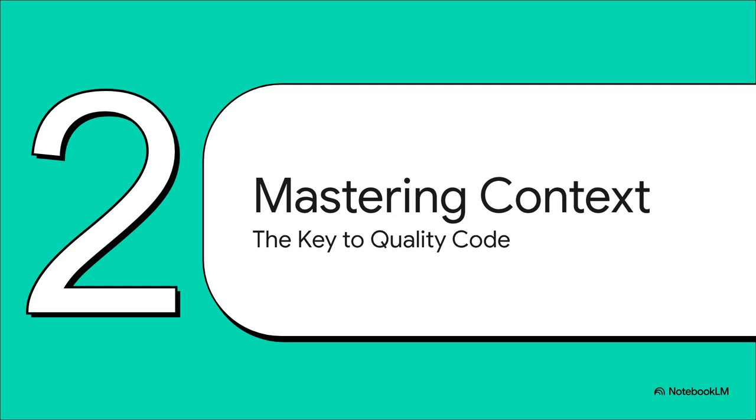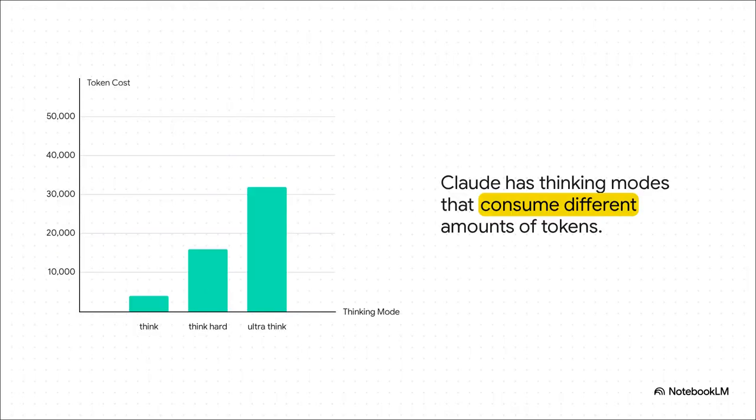Okay, so our setup is dialed in. Now we get to the absolute most important concept for leveling up your Claude skills. I'm talking about the context window. Honestly, mastering this is the biggest difference between an amateur and a pro. So check this out. You can actually tell Claude how hard to think. Each level uses a different amount of what we call tokens. Just think of tokens as the words or pieces of code the AI is juggling in its memory right now.